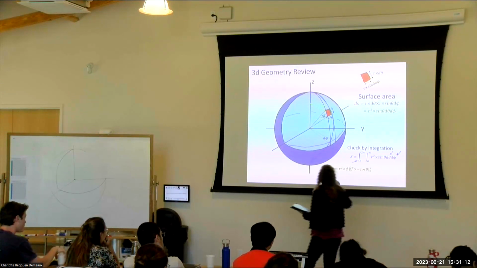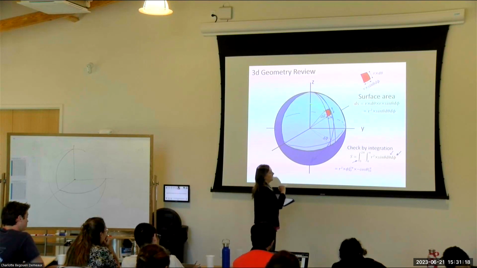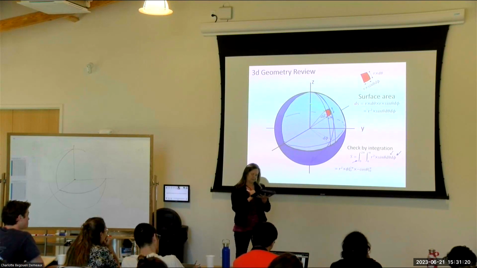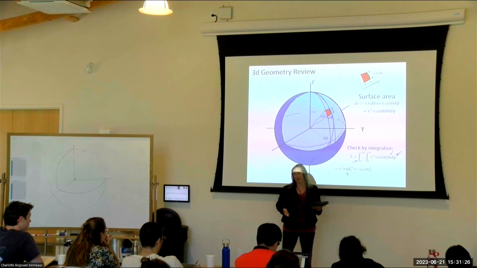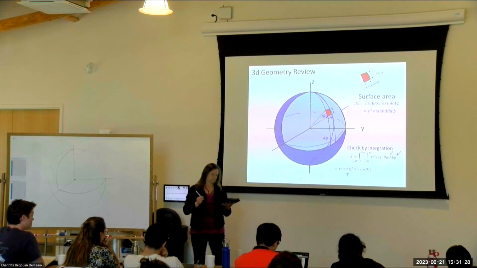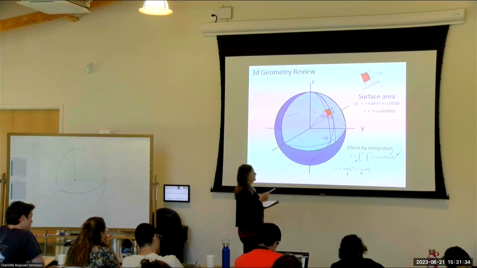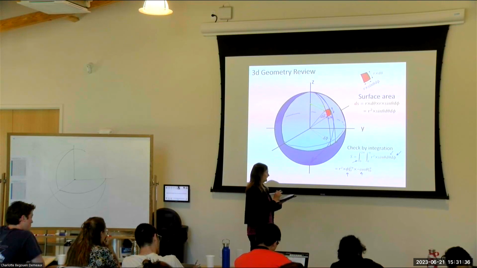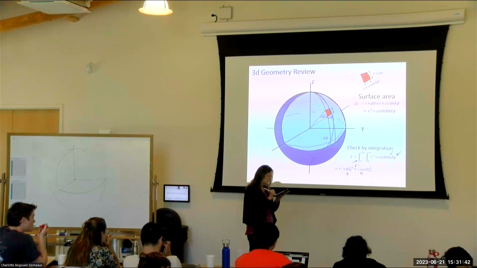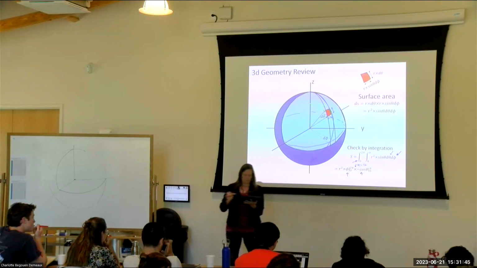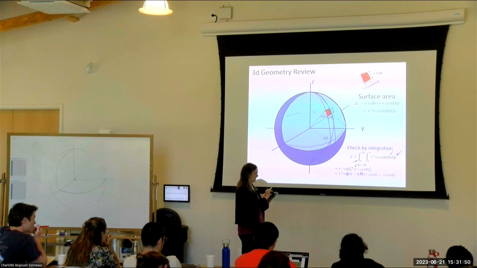All right. So when you do that integration, your r squared comes out, and you get a phi that you're evaluating from 0 to 2 pi. And then you have to integrate the sine theta d theta, which is minus cosine, evaluated from 0 to pi. And this is a multiplication sign, not x.